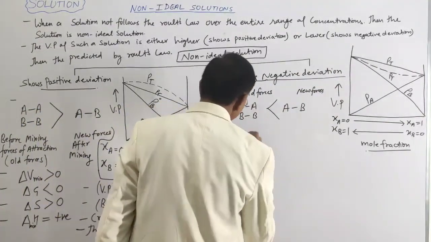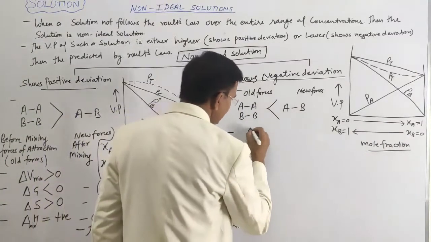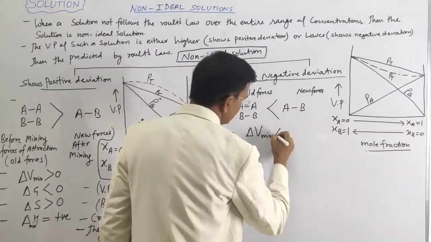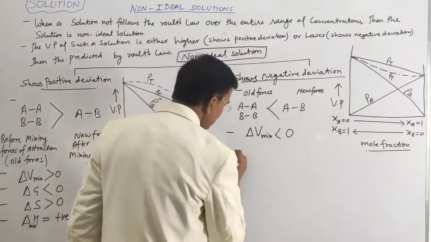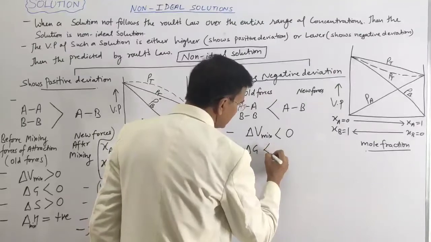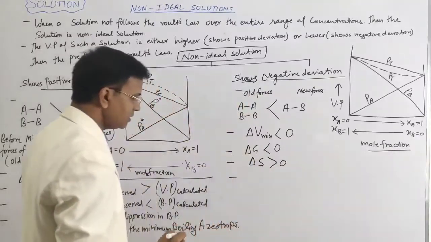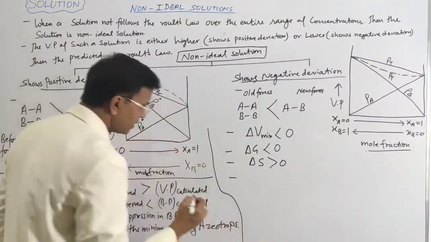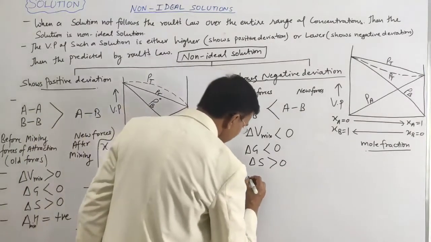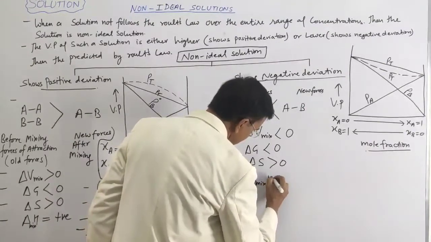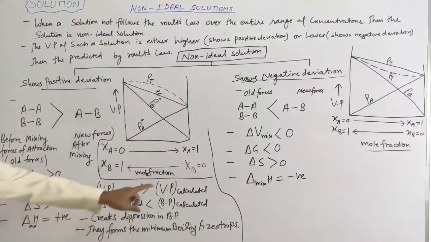Now the next is delta V mixing. Delta V mixing this time is less than 0. Now the delta G, del G always negative, and in the same way del S is more than 0. Now the next is delta H mixing. So delta H mixing in this case is negative.